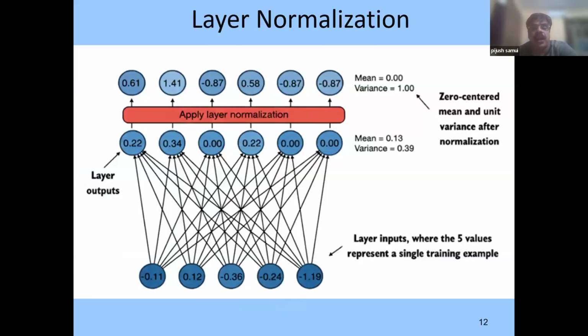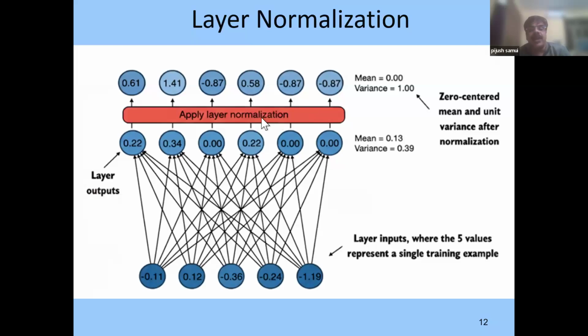So how is layer normalization used? Here in the layer input, the 5 values represent a single training example. These 5 values are whatever input values we are giving, and we want to make them zero mean and unit variance. So here the mean is coming out as 0.22, 0.34, 0.00, 0.22, 0.00 and 0.00.